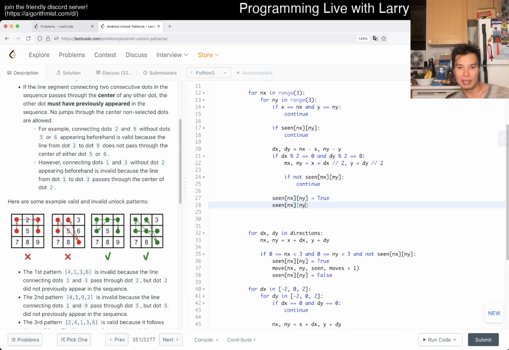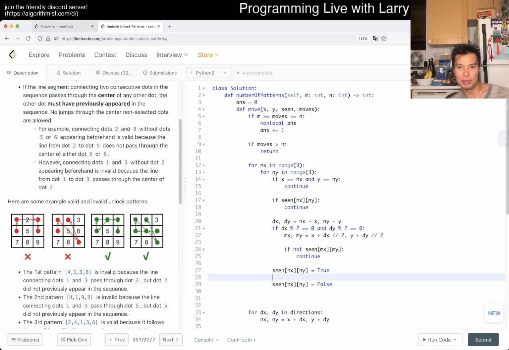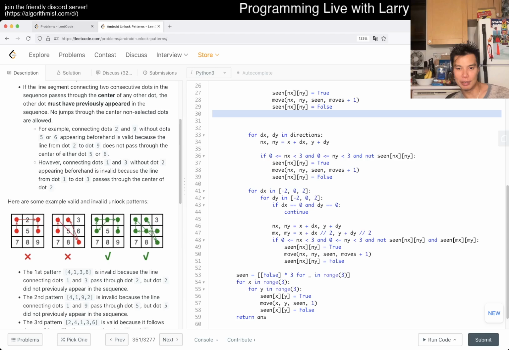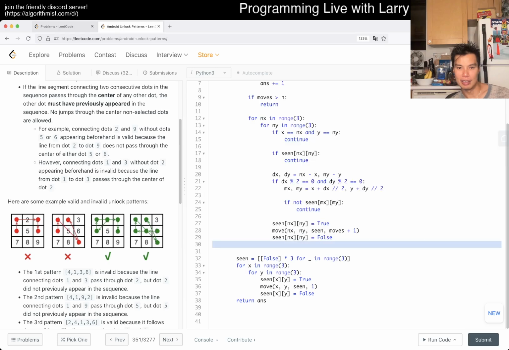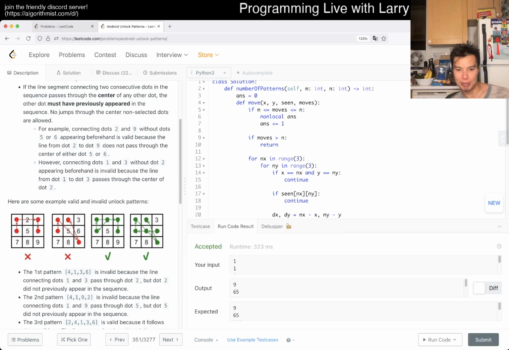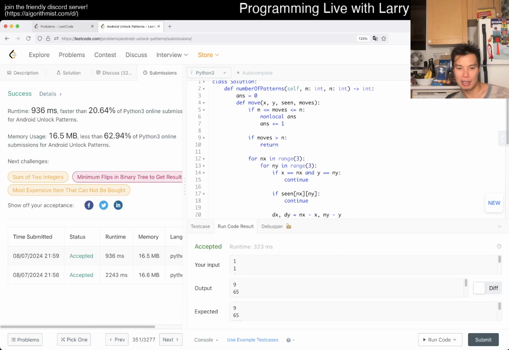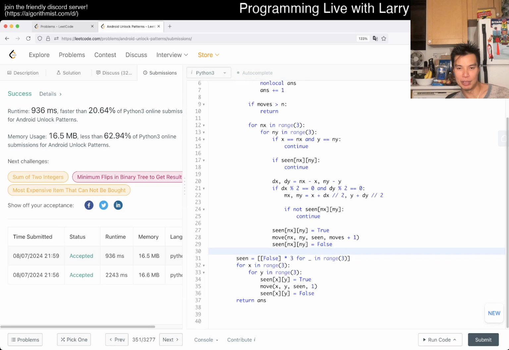Seen of nx and ny is equal to false. And then we just move to nx and ny, seen moves plus 1. If nothing else, the code is a little bit cleaner or shorter. So yeah, give it a spin. I don't know if this is that much faster, honestly. We'll see. You just do a lot fewer if statements, if nothing else.